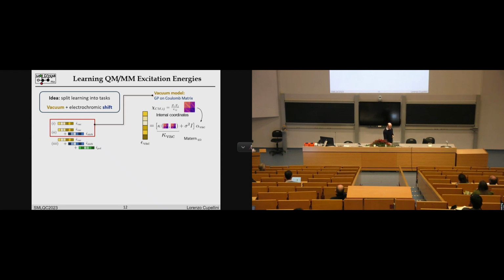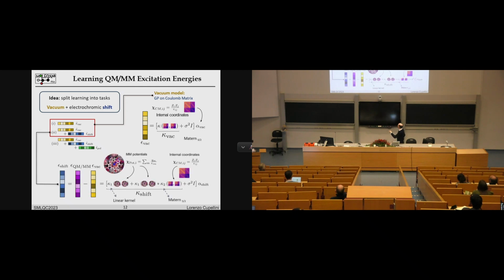This is really simple. But then we want to reproduce the shift, which is this delta that depends on the charges. So now the shift would be calculated as excitation energy at the QMMM level minus the excitation energy in vacuum. So this is the shift due to the charges. And of course, this shift depends on what charges you put in the environment. And how do you describe that? Well, we use as a descriptor the electrostatic potential at the QM atoms.